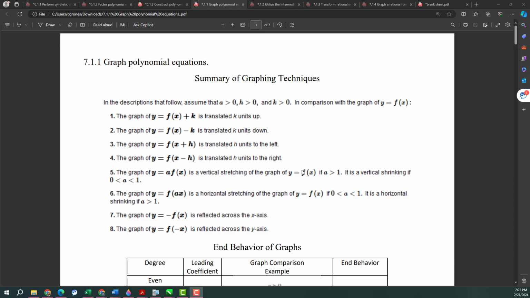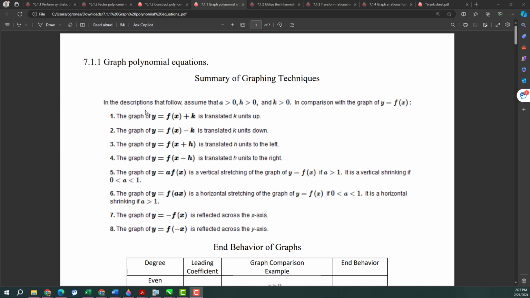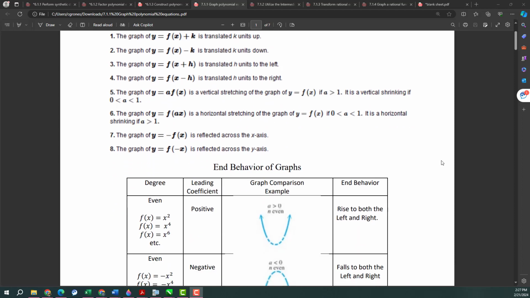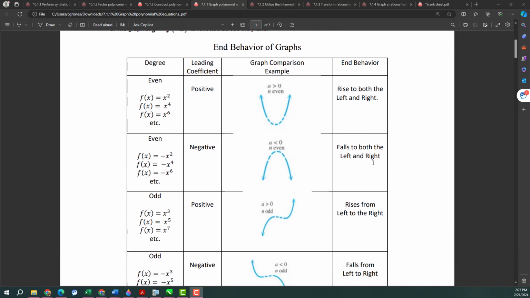All right, Module 7, we are continuing on with the polynomial functions. If you look at 7.1, it is a summary of the graphing techniques. So what we talked about previously, how the graph can be translated or shrunk or stretched or even reflected. So this summary right here, you should already have it in your notes. And then we also have some graphs, and then it tells you if the leading coefficient is positive or negative.